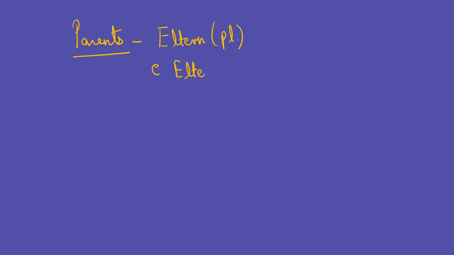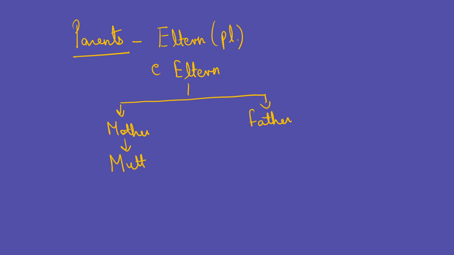Let's start with parents. So what do we call parents in German? Eltern. Eltern is again a plural noun. Therefore die Eltern. So in Eltern we have our mother and our father, right? So what do we call a mother in German? Mutter. And father? Vater. Die Mutter, der Vater. Very similar to English, right?